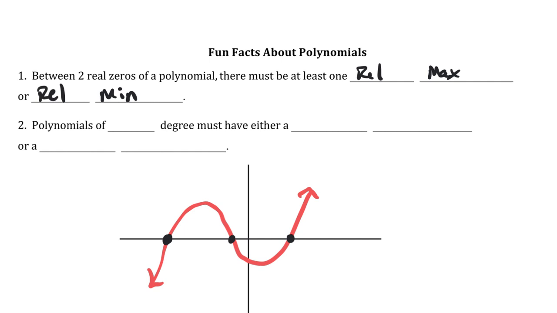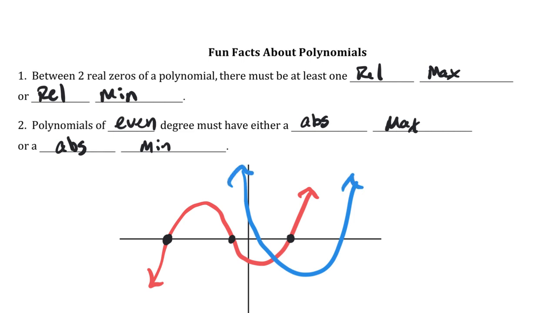Also, if your polynomial is even, you have to have an absolute max or an absolute min. Okay? So, for example, if I have this graph right here, my point down here at the bottom, that's the lowest point for the whole graph. So that is an absolute. Okay?